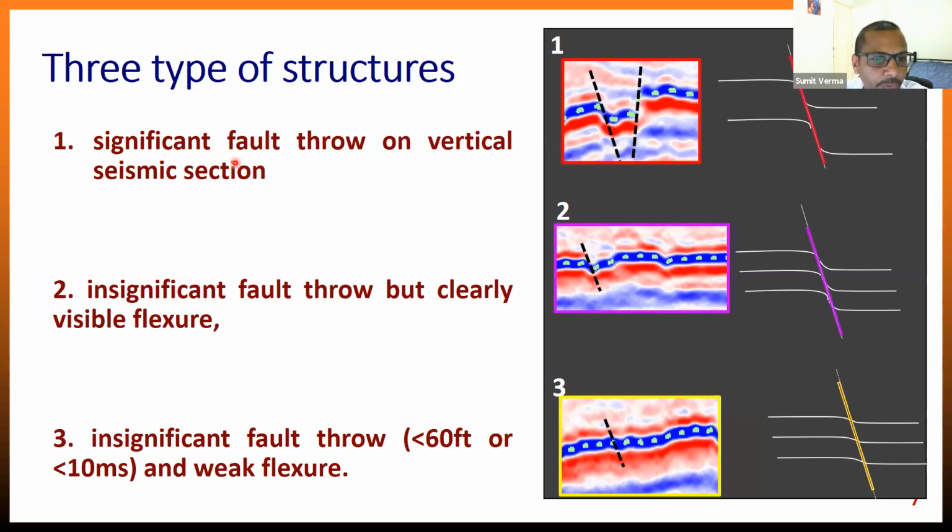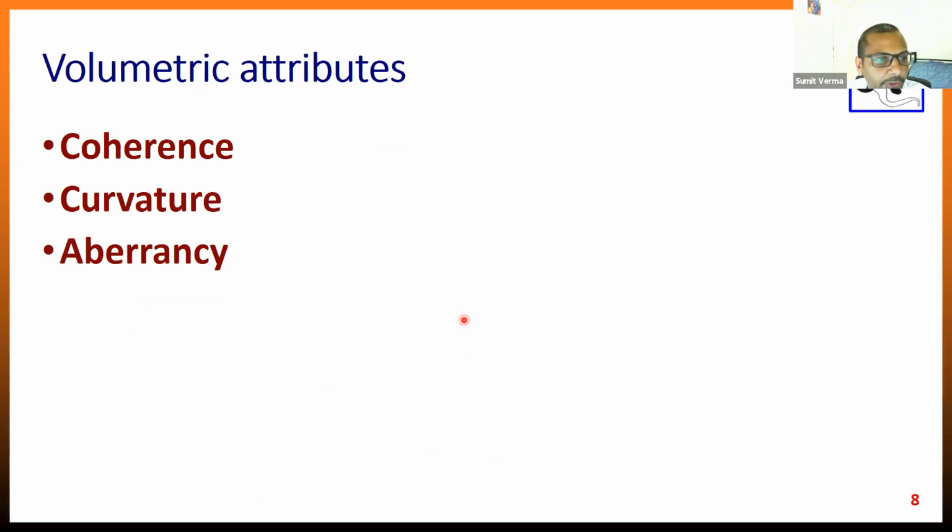Okay. So here I try to divide it into three types of structures that we see. Number one is showing a very significant amount of throw, and we can see it on the seismic. The second one is an insignificant but very clearly visible flexure on the seismic. You can see that there is a little bit of movement down. The third one is a very slight change, hardly visible actually. So very weak flexure. This would be called a subseismic fault if you have to classify that as subseismic or seismic. Okay, so here I will utilize three attributes: coherence, curvature, and aberrancy, to study these faults and fractures.